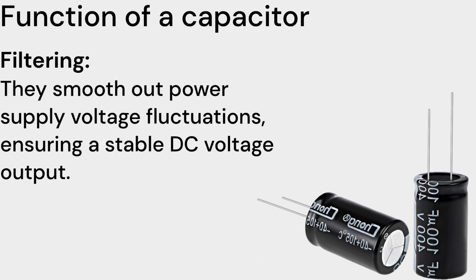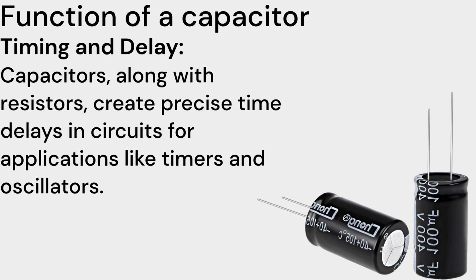Filtering. They smooth out power supply voltage fluctuations, ensuring a stable DC voltage output. Timing and delay. Capacitors, along with resistors, create precise time delays in circuits for applications like timers and oscillators.